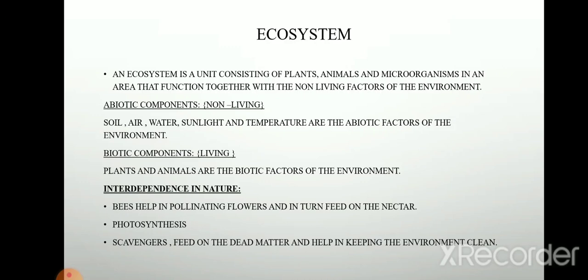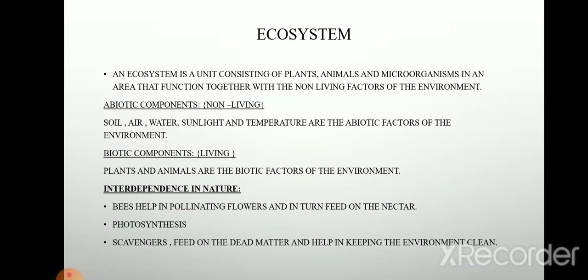Then we have the next example of scavengers. Now you all know that scavengers are the organisms which feed on dead and decaying matter of plants and animals. Okay, and they even help in keeping the environment clean. Nowadays you might have heard that most of the scavengers are endangered, because they are being killed by human beings, or due to the changing environment, their number has been decreasing day by day. So scavengers play a major role.